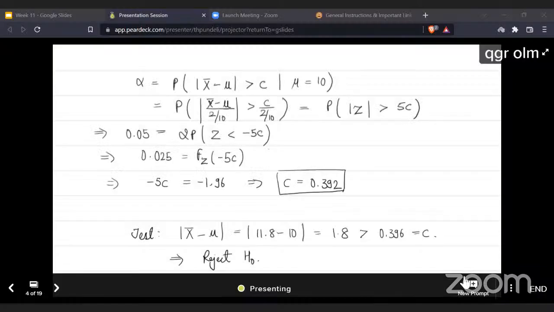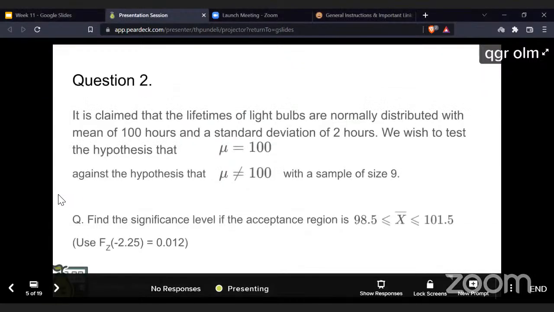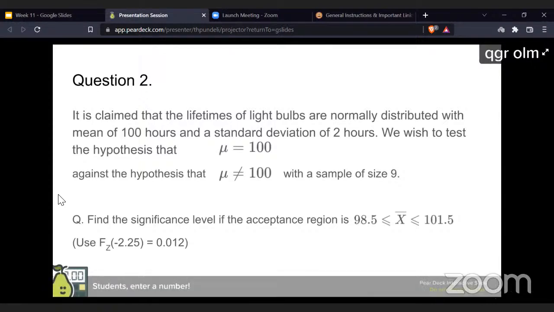Let's move to the next problem now. Here, this question says, it is claimed that the lifetimes of light bulbs are normally distributed with a mean of 100 hours and a standard deviation of 2 hours. So again, you have a distribution that is normally distributed. Let's say X denotes the lifetime of light bulbs.